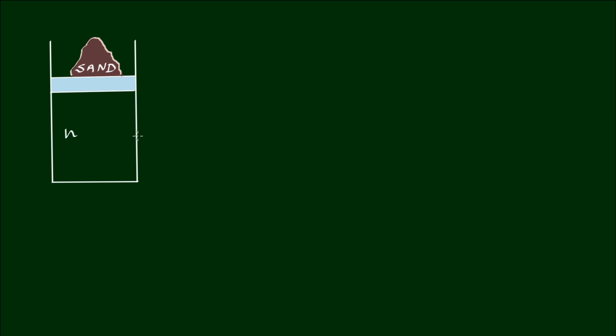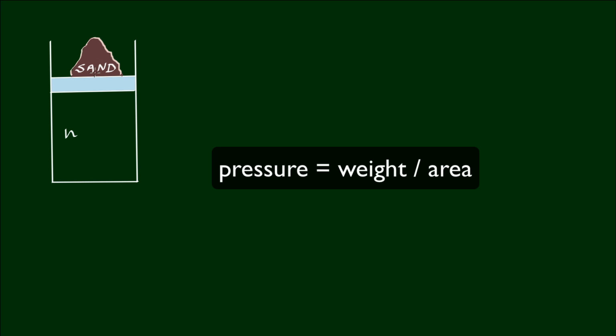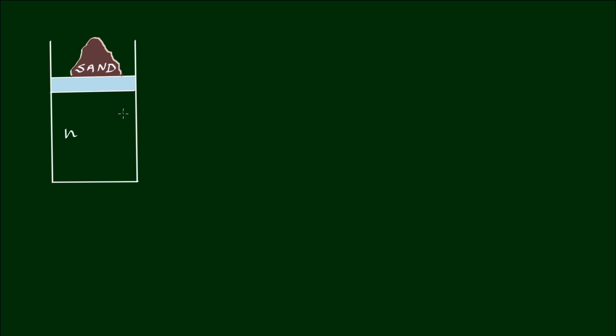See, the pressure of the gas, when the gas is in equilibrium, is given by the weight of the sand plus the weight of the piston divided by the cross-section area of the piston. So pressure multiplied by the area is the upward force exerted by the gas, which is balanced by the weight of the sand and the piston.